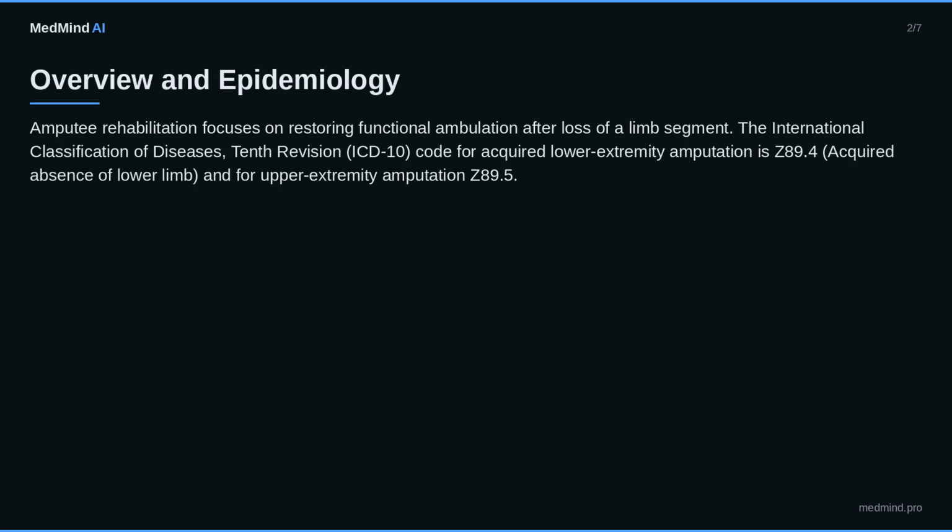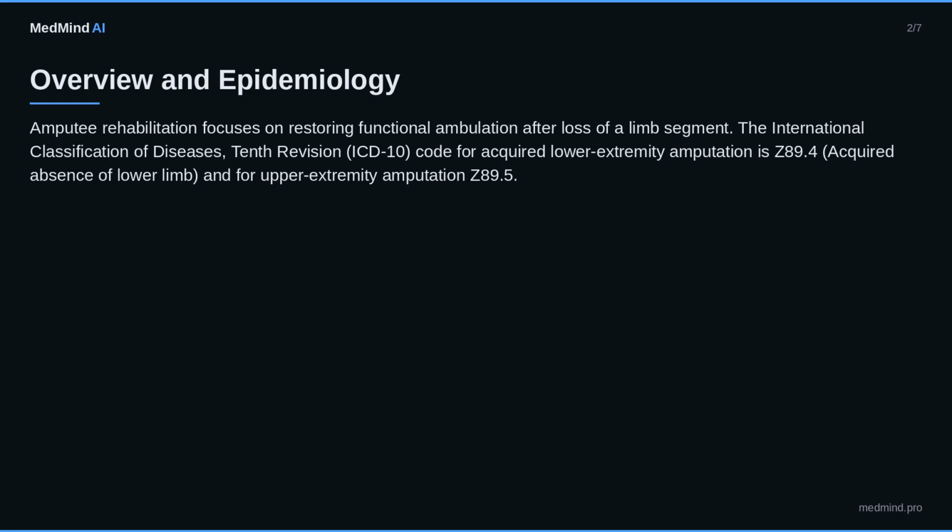Overview and epidemiology. Amputee rehabilitation focuses on restoring functional ambulation after loss of a limb segment. The International Classification of Diseases, 10th revision, ICD-10, code for acquired lower extremity amputation is Z89.4, acquired absence of lower limb, and for upper extremity amputation Z89.5. Globally, the World Health Organization estimates approximately 2 million individuals live with lower extremity amputation, with the highest prevalence in North America, approximately 0.5% of adults, and Sub-Saharan Africa approximately 0.3%.